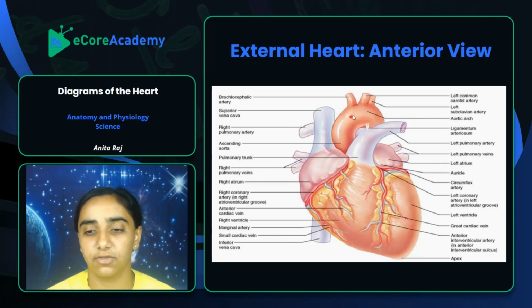So it's just the arch of the aorta from which these three arteries arise. Then you have the ligamentum arteriosum. The ligamentum arteriosum is a ligament. It's right here. I don't know if you guys can see this well, but it's this little white part right here. It is a ligament that holds the aorta and the pulmonary trunk and arteries together.